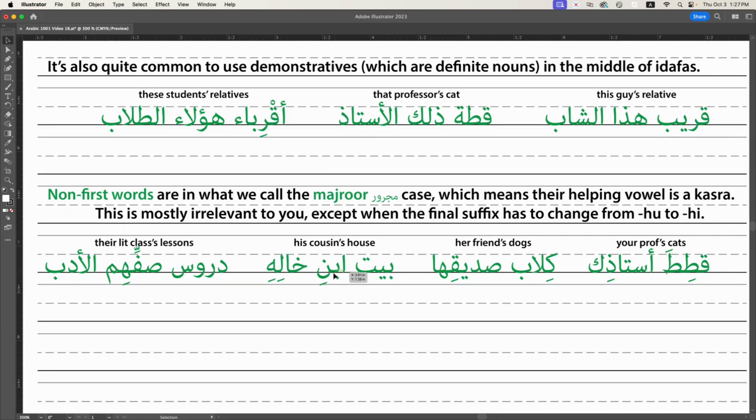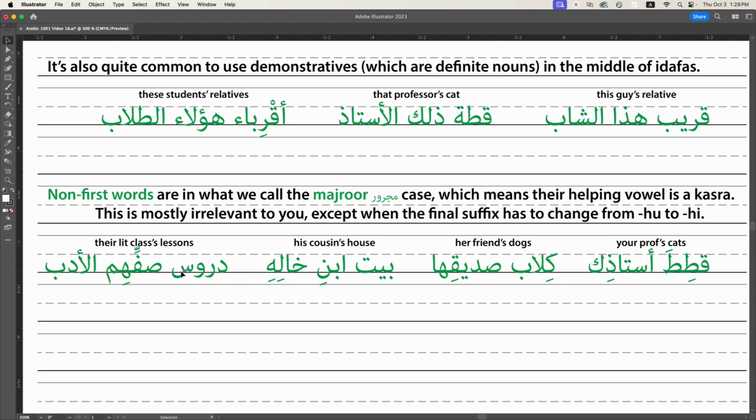So Beit ibni khalihi. So this word, because it's a non-first word, gets to have kasra as its helping vowel to make it flow to the next word. And khal, uncle, has to be in the majrur case as well, so it gets its kasra, and so his uncle has to become khalihi instead of khaluhu. So watch out for that one. If you said Beit ibn khaluhu, everyone would understand exactly what you meant, but this is here for completeness purposes.